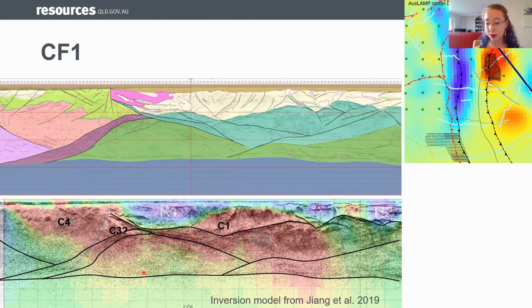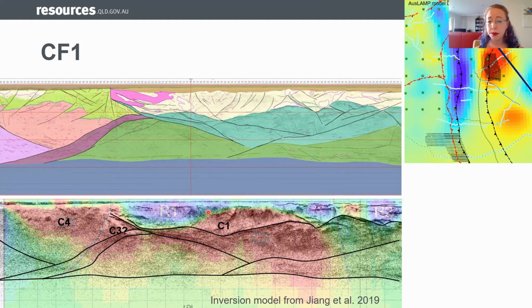These inversion models that I'm showing on the next three slides are her inversion models, not mine. So this is from some published work a couple of years ago. I've taken those models, overlaid them on the seismic, and then compared them to our interpretation so we can see what those structures might mean for our interpretation.